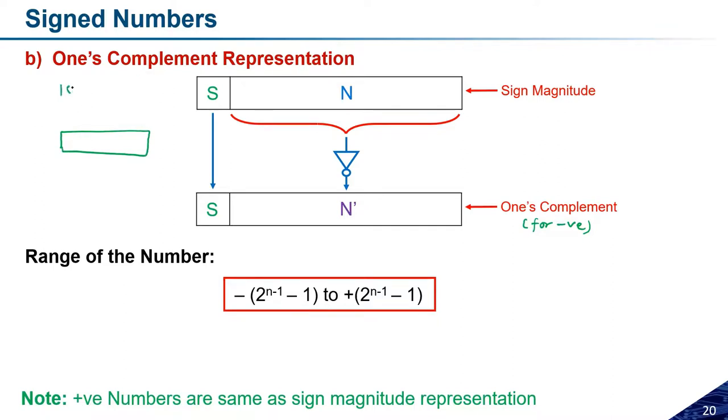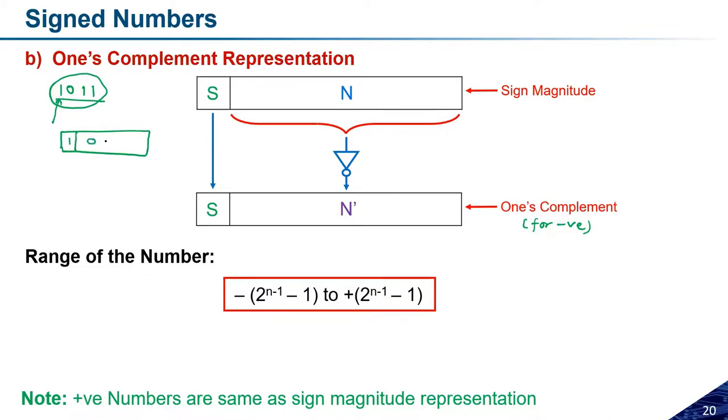Let us assume I have 1011, something like that. This is the information, okay? And this is represented in the signed form. So what does it indicate? It indicates that this particular digit is the sign bit. Okay, so this is one.